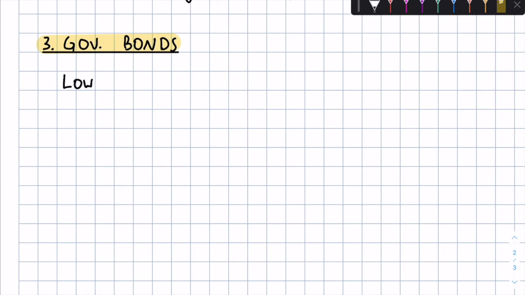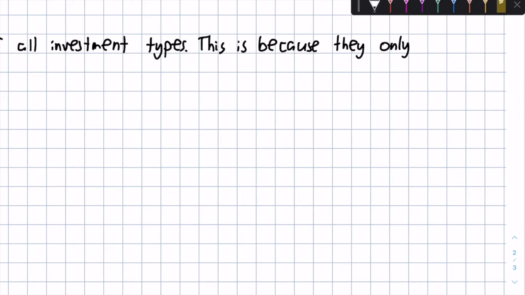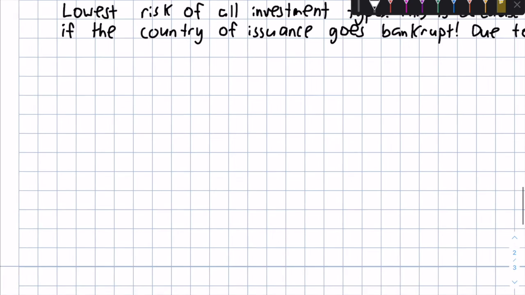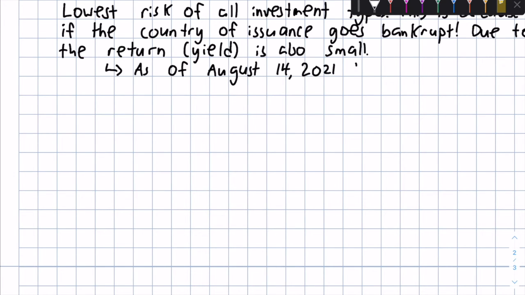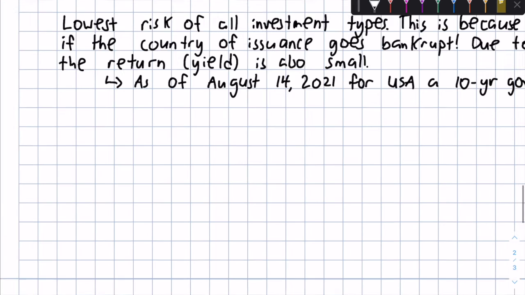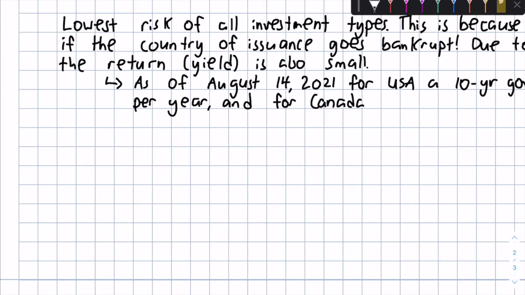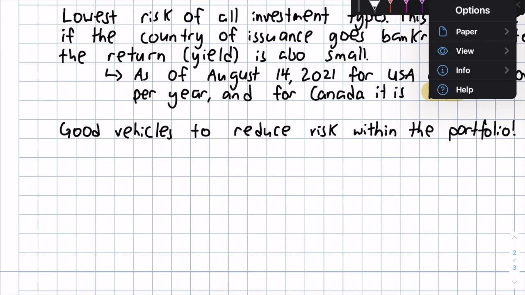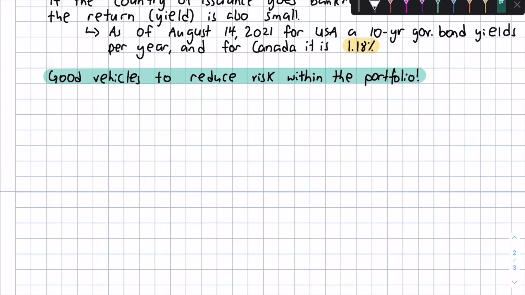The next one is government bonds. These are the lowest risk of all the investment types, because the only risk is if the country of issuance goes bankrupt. And if you buy a US bond, for example, there's a very low chance it goes bankrupt. Due to this low risk, we have a smaller yield as well. As of today, for the US, a 10-year government bond yields 1.28% per year, and in Canada it's 1.18%. You can see how inflation might be a problem here, since it's usually around 2%. Overall, they're very good vehicles to reduce risk within the portfolio and keep risk as low as possible.